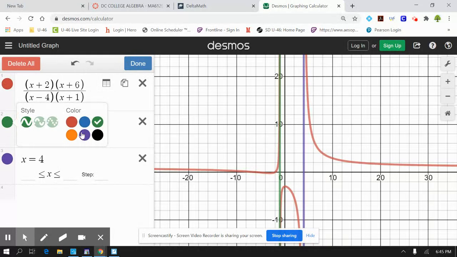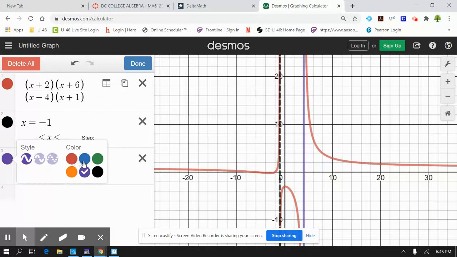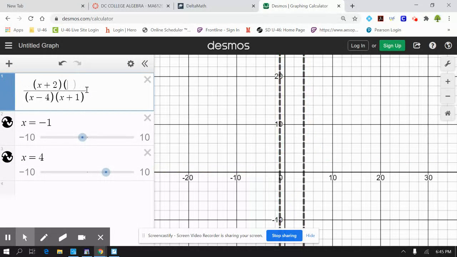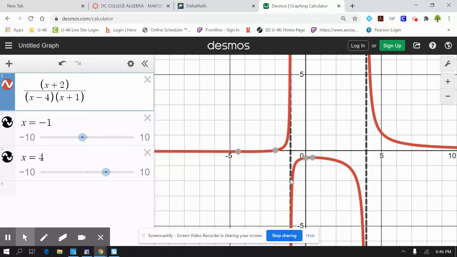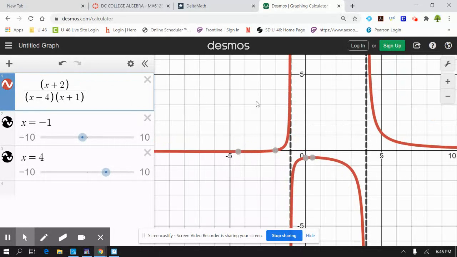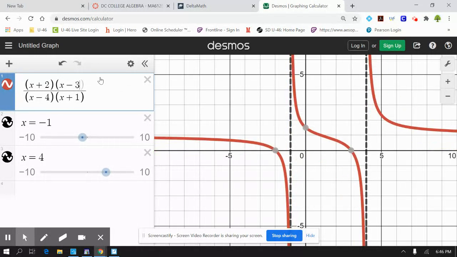Let's change these. Okay, let's keep those vertical asymptotes. Let's get rid of that second zero that I put in there. Again, let's say I want a zero at 0. So I would just type in x. And when x is 0, you're at 0. When x is -2, you're at 0. Let's say I want a 0 at 3. So I would type in what? x minus 3. Still got the 0 at -2 for this one. And now I have a 0 at 3 for this one.